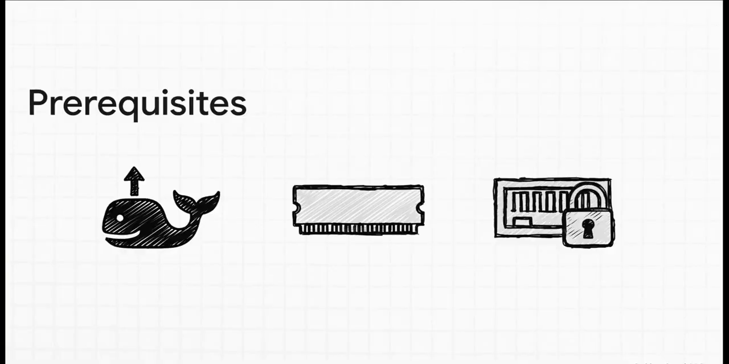Just a quick heads up on what you'll need. Make sure you have a recent version of Docker Desktop, give it at least 4 gigs of RAM to play with, and just make sure a couple of specific ports are free on your machine. With that, you are all set.